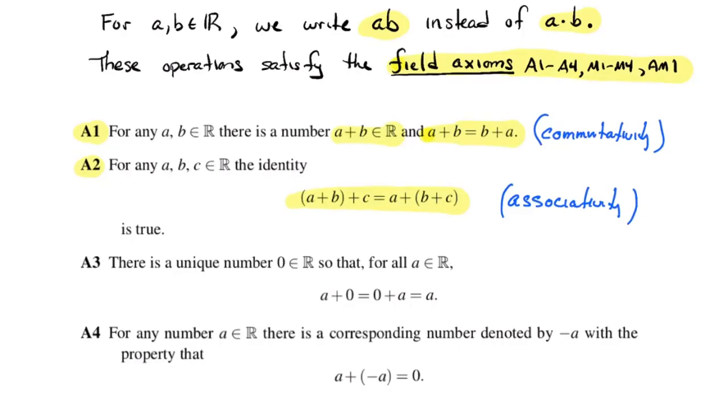Okay, third axiom is we're going to assume that there's an additive identity. So there's a unique element of the real numbers that we'll denote by 0. And when you add any real number to 0, you get that real number back. Okay, so that's called the additive identity.